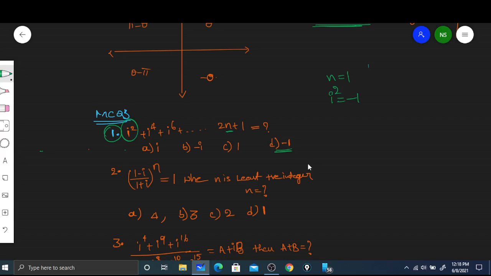Let us check whether we will get the same answer with another n value. Only two terms will come, i square plus i to the power of 4. i square is nothing but minus 1, plus i to the power of 4, which is i square into i square. Minus 1 plus 1: i square is minus 1, i square is minus 1, minus 1 into minus 1 is plus 1, so 0. So what will we get finally?